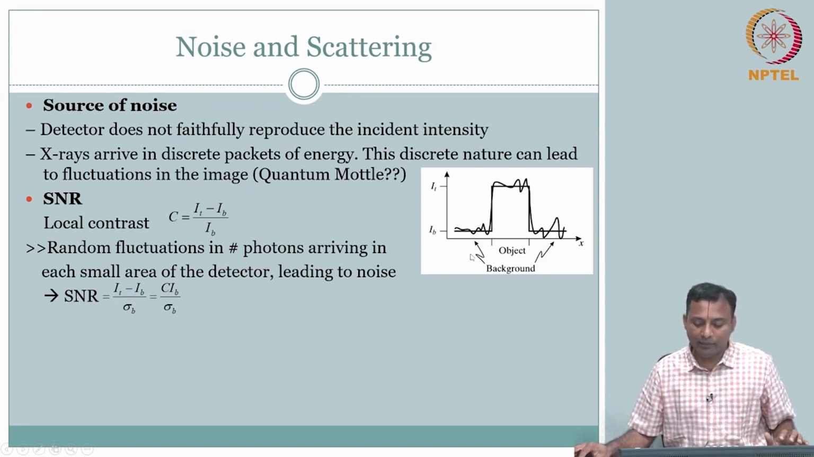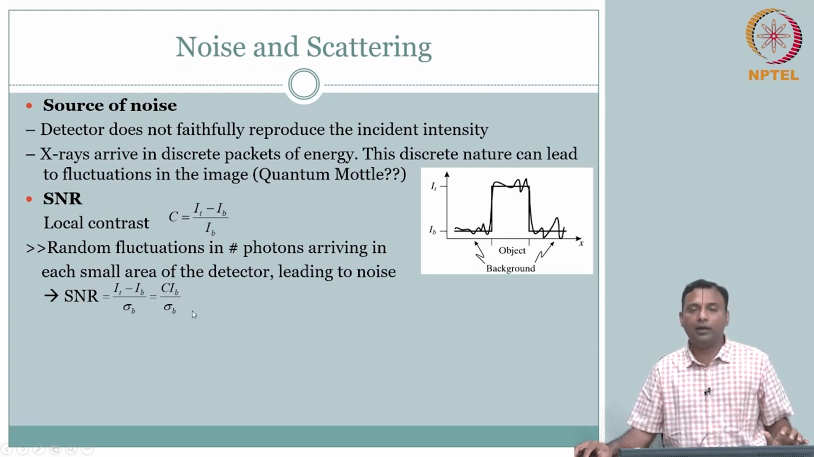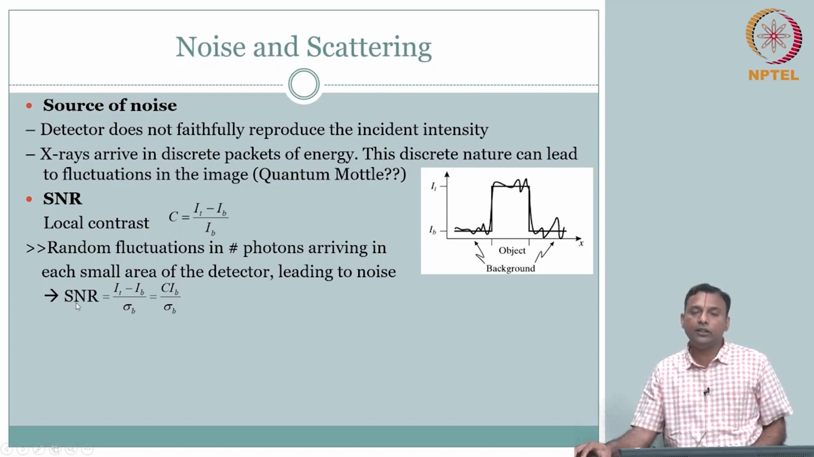So IT minus IB captures your local contrast. Of course, the local contrast is normalized by IB here, but your signal is, we want to capture this difference. So your signal is IT minus IB, your noise is sigma of B, whatever the background fluctuation is. I know IT minus IB is the local contrast that we had defined. So we could write your signal to noise ratio in terms of the local contrast, C times IB by sigma B.